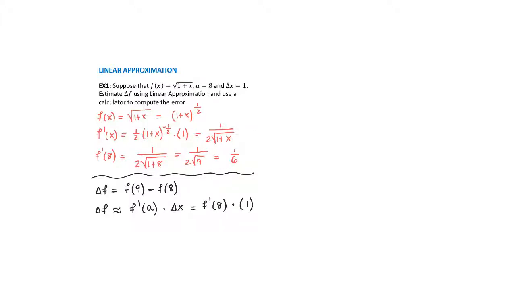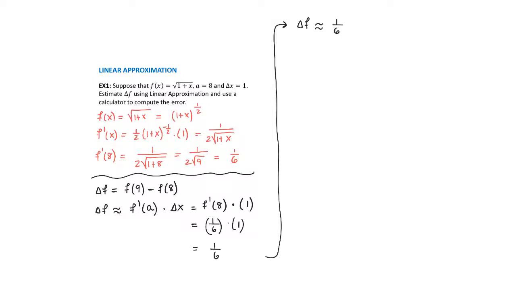1 is delta x. So now substituting, f prime of 8 we know is 1/6 times 1, we easily get 1/6. So delta f, the change in f, is approximately equal to 1 divided by 6. So this is the approximation. Remember, if you want to get the actual difference in y values, you can always go ahead and calculate this difference right here.